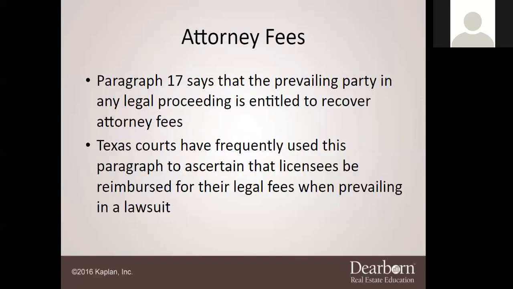Now, attorney's fees are going to be paragraph 17, and it says that the prevailing party in any legal proceeding is entitled to recover their attorney's fees. Texas courts have frequently used this paragraph to assert that licensees be reimbursed for their legal fees when prevailing in a lawsuit. So here's the thing, guys and gals. I just want everybody to know this. For example, Mr. Eugene, let's put it this way: Mr. Stahl represents you in a real estate transaction.